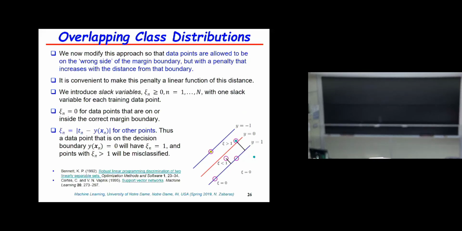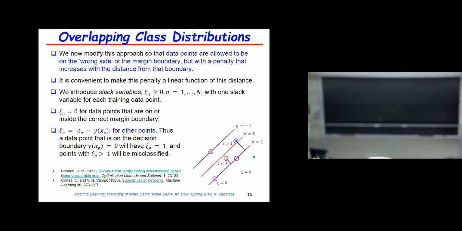So first we're going to assume that we're going to allow data points to be on the wrong side of the margin, okay, with a penalty that increases linearly from the distance from the boundary. We're going to introduce what is called a slack variable, one for each data point. So we have the slack variables ξn. For those who have worked on linear programming or quadratic programming, these are standard variables. You will see in a moment what they do.